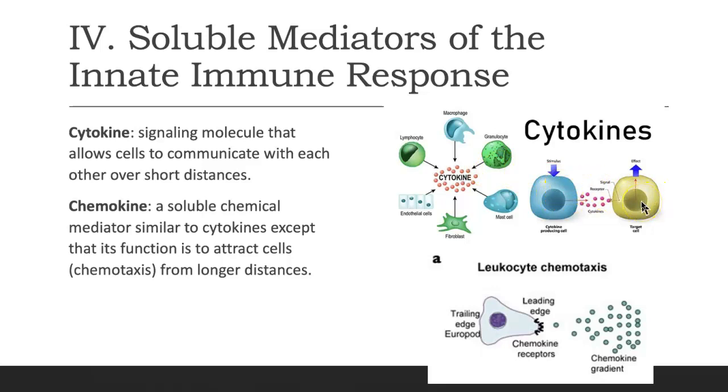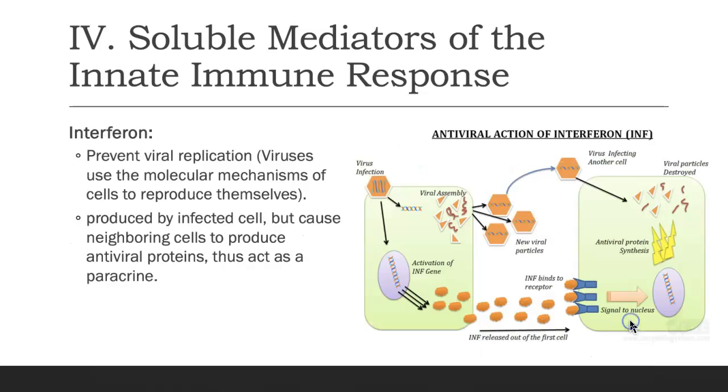Our chemokines are going to be soluble chemical mediators that are similar to our cytokines, except for its function to attract cells. And that function to attract cells is called chemotaxis. So I just think chemo for chemical, taxis for taxis, like we're moving in a certain direction. So this takes place over long distances. So we are able to release the chemicals, and then our cell is attracted to that and will move closer to it.